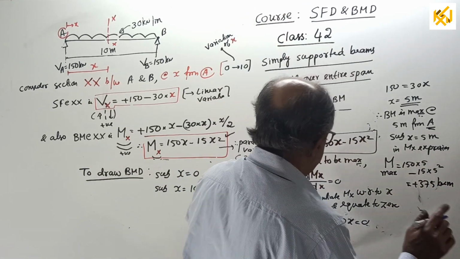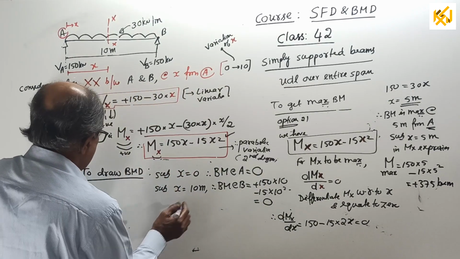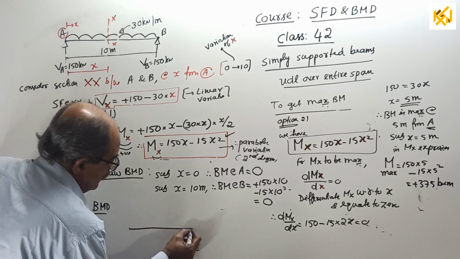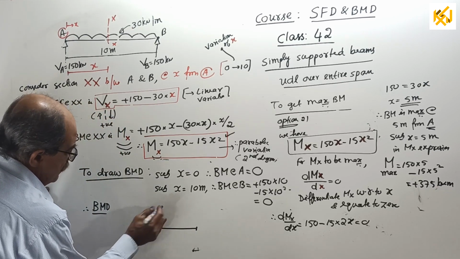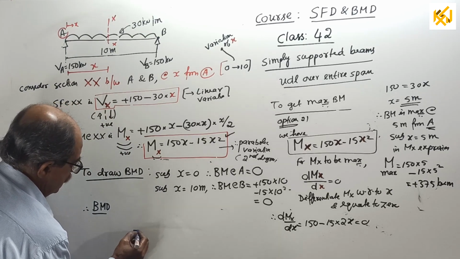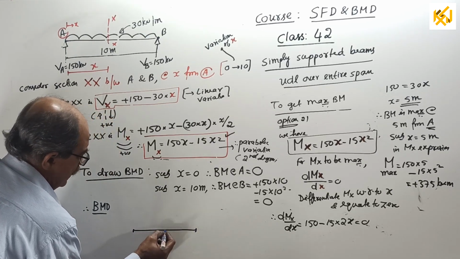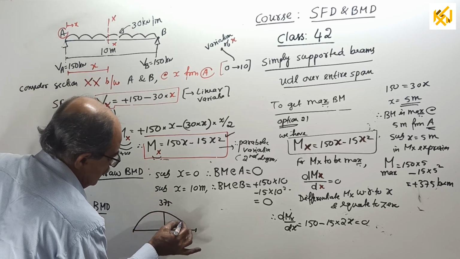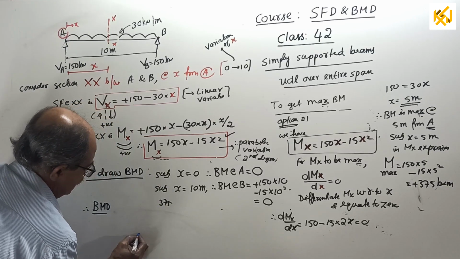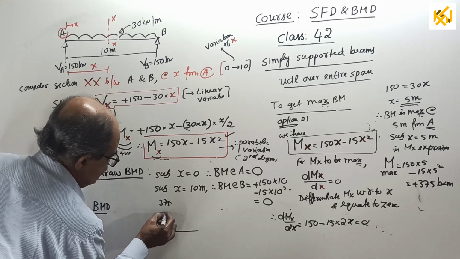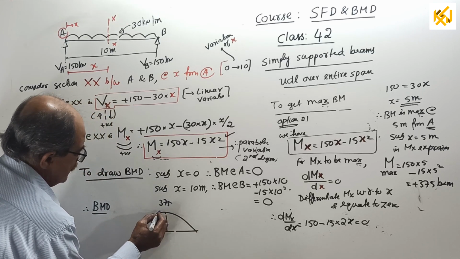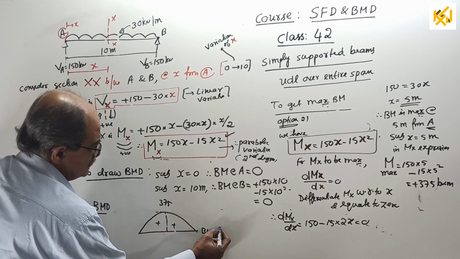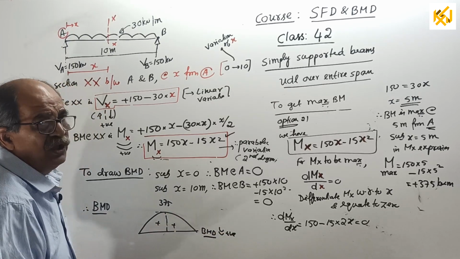Therefore, I will write here. The bending moment diagram will be 0 here, 0 here, maximum here of 375, parabolic variation. This is 375 here, plus. This is the bending moment diagram for the beam, sagging positive. So we got the bending moment diagram.